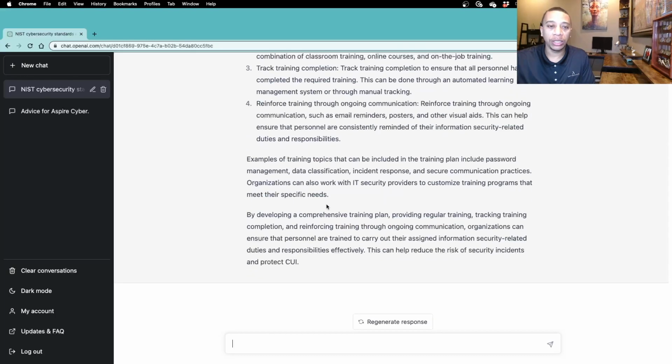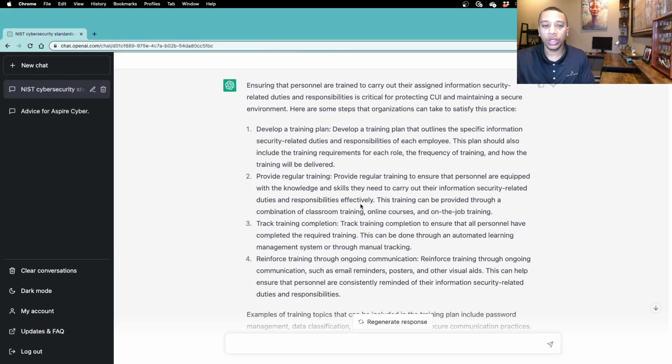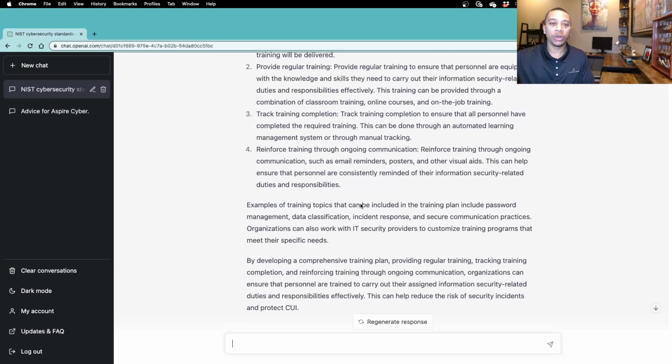And also ChatGPT gives us some examples of training topics. And again, we talked about password management, data classification, incident response, etc. So this gives us a good starting point for this practice in terms of what our awareness training needs to include, different examples. And you'll notice there's going to be some overlap for the practices and assessment objectives based on the guidance that ChatGPT is providing us. There will be some overlap. However, you just want to ensure that you're identifying what's applicable to your organization and implement it.